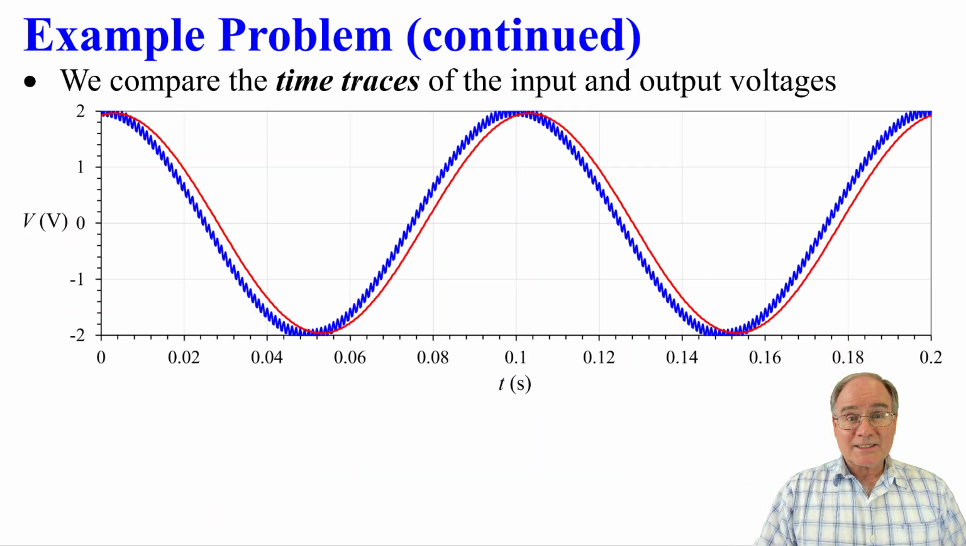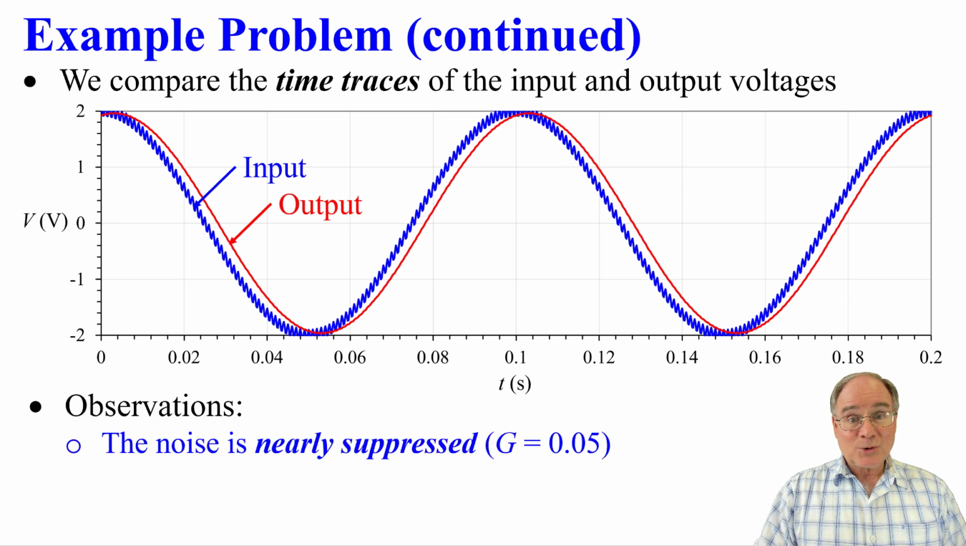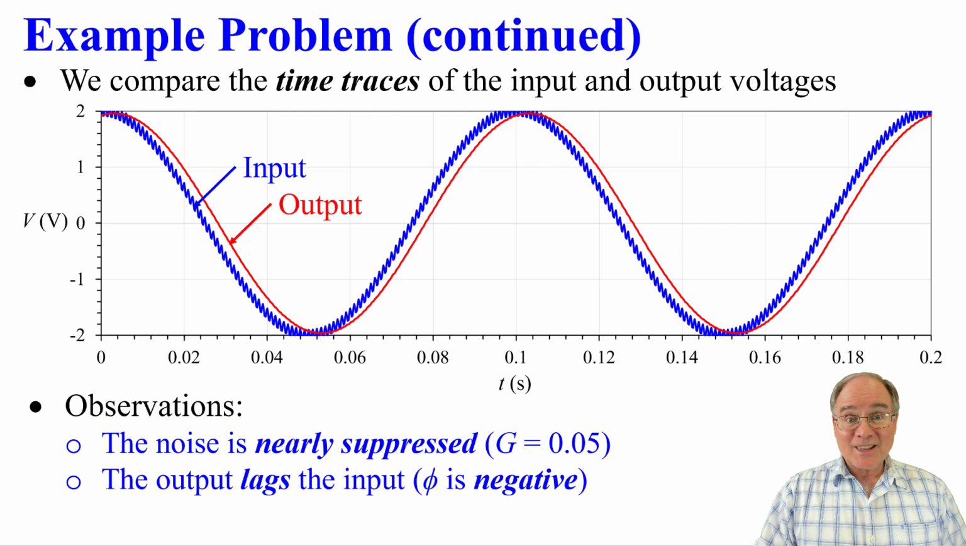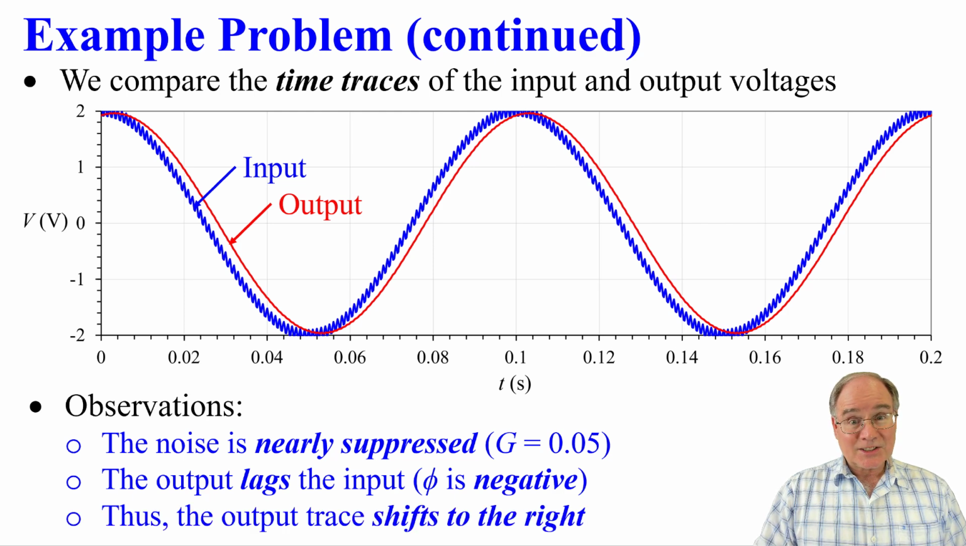I put all this in Excel so that I could compare a plot of input voltage and output voltage. The input is in blue and you can see the wiggles due to the high frequency noise. The output is in red and it's much smoother. The noise is nearly suppressed. The amplitude is down by a factor of 20. So our simple first order RC filter has done its job. Notice also that the output lags the input. That's because phi is negative as predicted. Thus the output trace shifts to the right, as we've discussed.